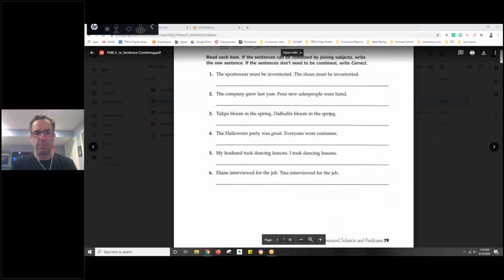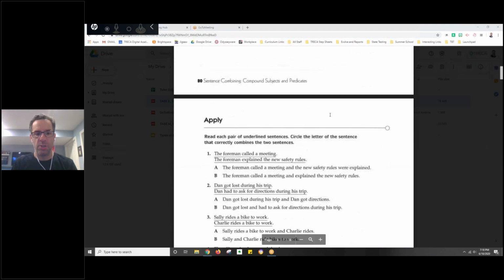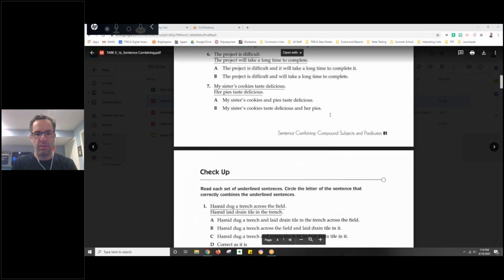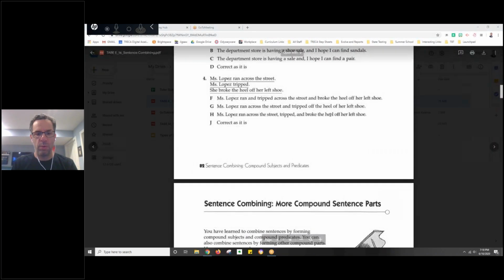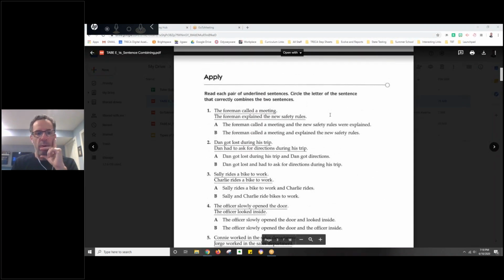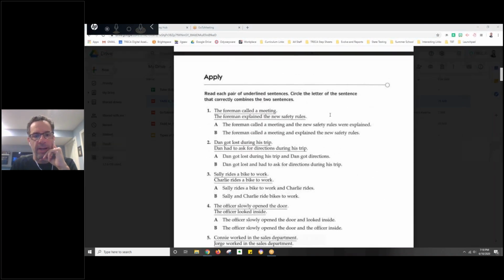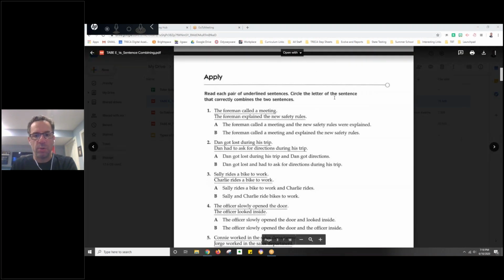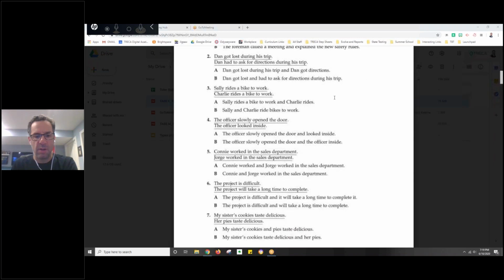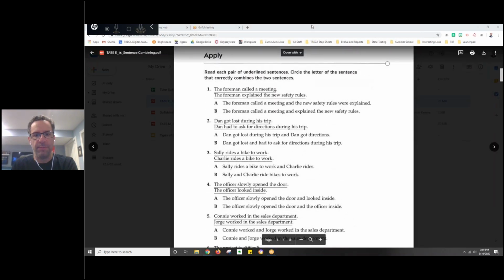Compound subjects and predicates. So we'll move on to page 81, and then we'll try to maybe get through 81 and 82 today. Shouldn't take us too long. So we're now going to apply. So read each pair, circle the letter of the sentence that correctly combines the two. So there's 7 on here. I'll do 1, 2, and 3, and you can do the rest.